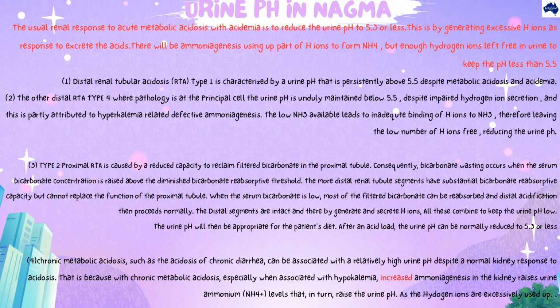Thus, among the three renal tubular acidosis, it's only the distal type 1 RTA that consistently has a urine pH above 5.5. Going on to the non-renal pathologies of NAGMA, that is chronic diarrhea.